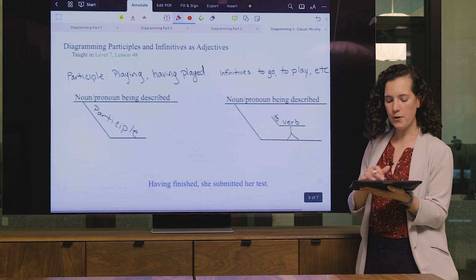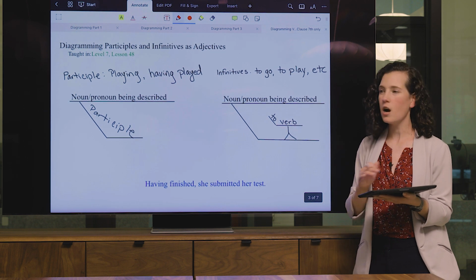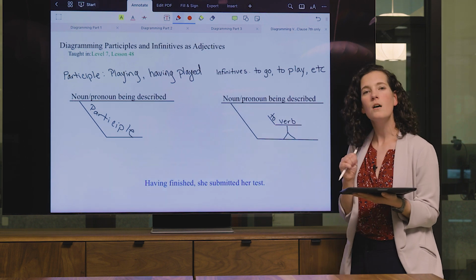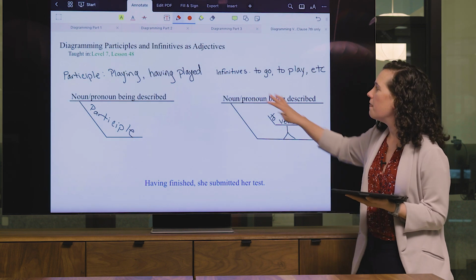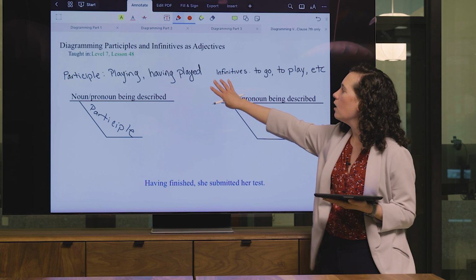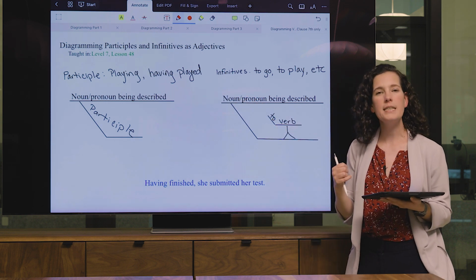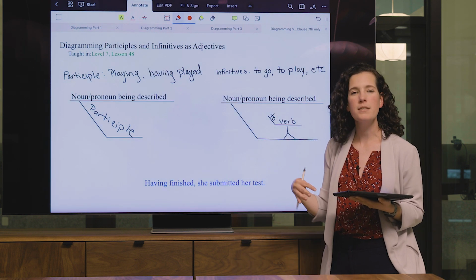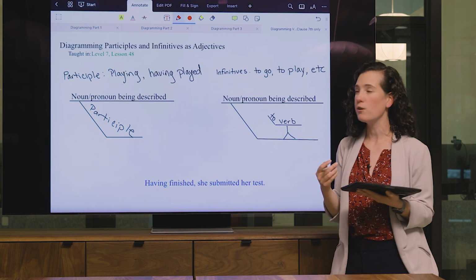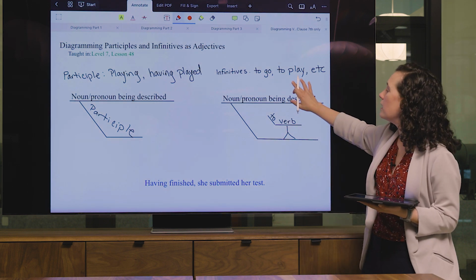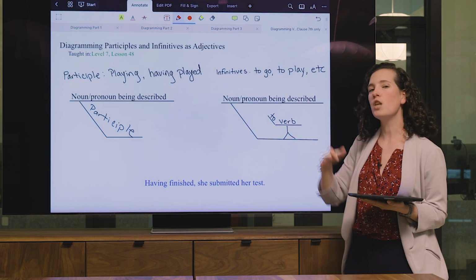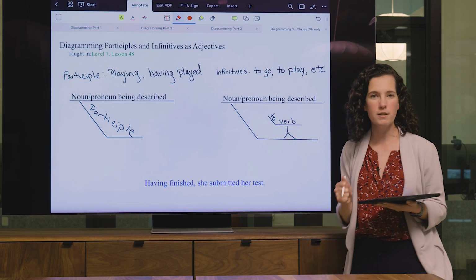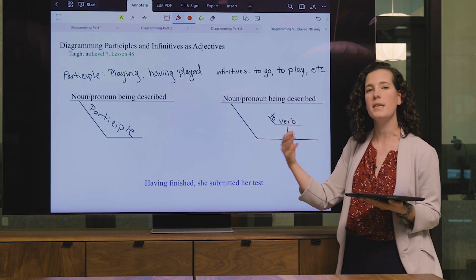Now, one other kind of verbal that we haven't talked about yet are called participles. Participles are adjectives that come from verbs. They end with ing or ed, some end with t. They're those past and present participles that you should have been learning about in your grammar class. And again, infinitives can also be adjectives. Gerunds are not up here because gerunds cannot be adjectives. A gerund is always a noun.